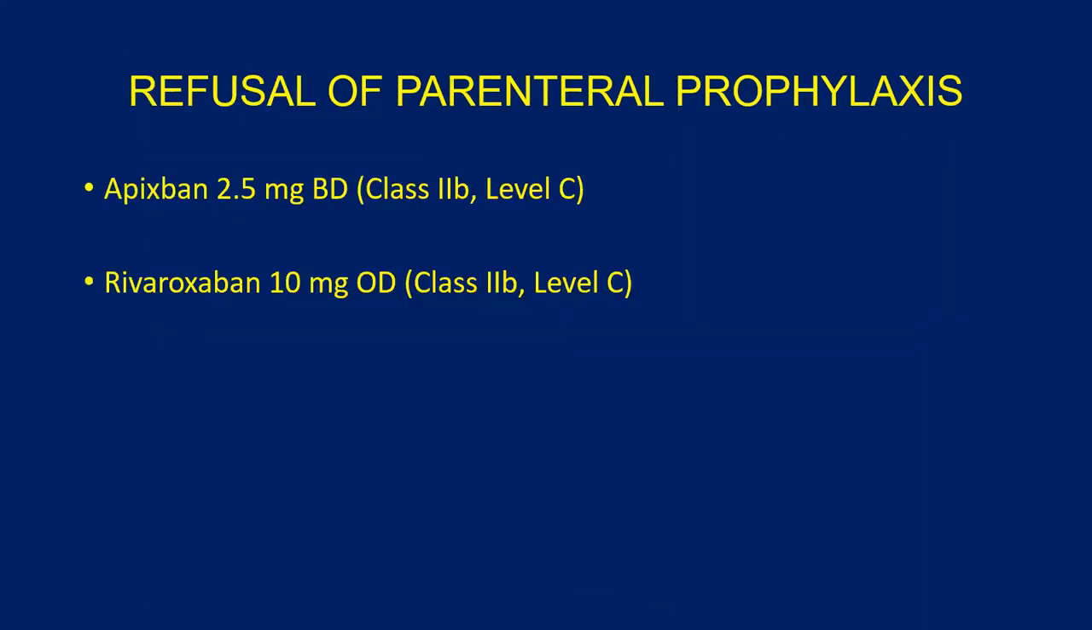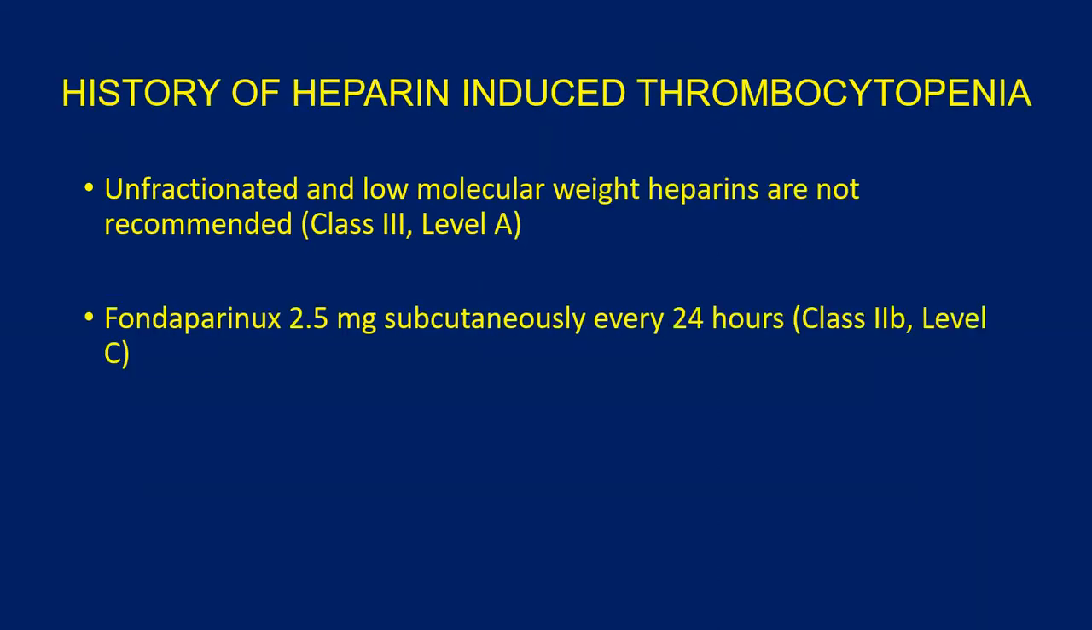Now, let's say a patient refuses parenteral prophylaxis. Let's say they refuse, saying no, I don't want to get stuck with a sub-Q injection, and so forth. Then you can go ahead and give them apixaban 2.5 twice a day, or rivaroxaban 10 milligrams once a day. Now, what if you have a patient who has a history of heparin-induced thrombocytopenia? Then unfractionated and low molecular weight heparins are not indicated. That's a class 3. So you can use fondaparinux in those types of patients.